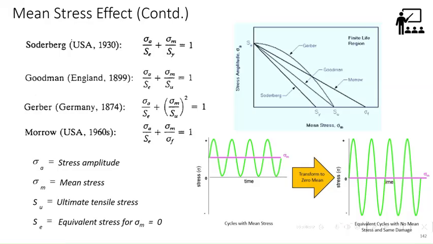Did I make it clear? That means it says transfer to 0 mean. That means, can you see the equivalent cycles with no mean stress? The damage caused by a loading cycle with a certain mean is the same as you take from the SN curve of R equal to -1 but with a different, higher amplitude.